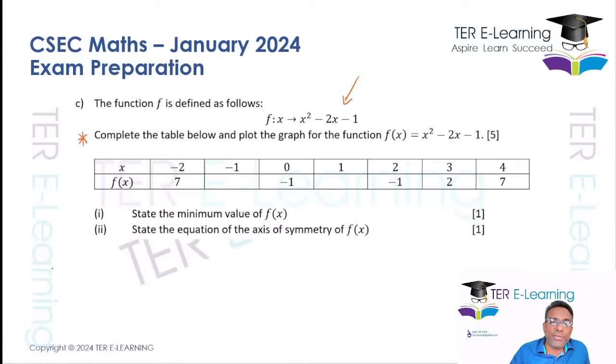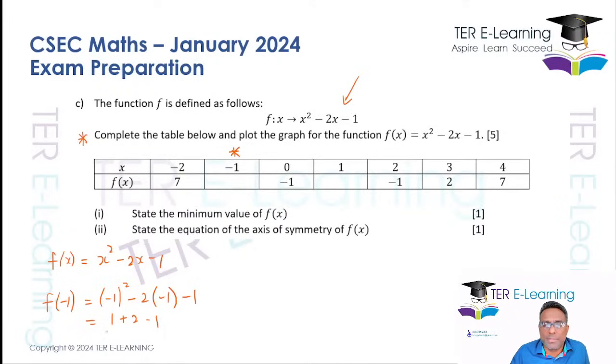So the function is given by f of x is equal to x squared minus 2x minus 1. And if you want to work out this value here, you're going to plug minus 1 into that formula. So this is going to be minus 1 squared minus 2 by minus 1 minus 1. So this is going to be 1 plus 2 minus 1, so 3 minus 1, you're going to get 2. So this value here is going to be 2.